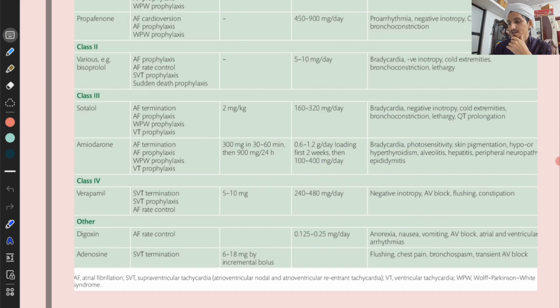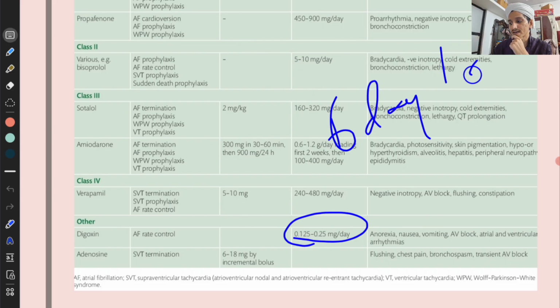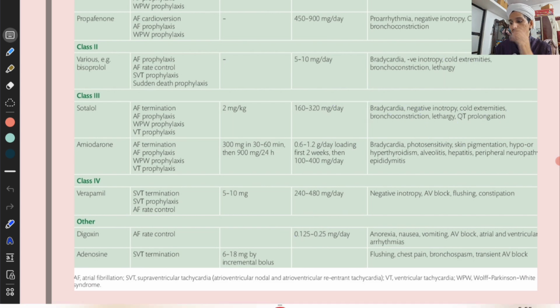Dose this much, and you should give for 6 days and 1 day holiday, to avoid toxicity of digoxin. Digoxin is also pro-arrhythmic. And one important point about digoxin is that the first sign of digoxin toxicity is nausea and vomiting. This is the first sign.